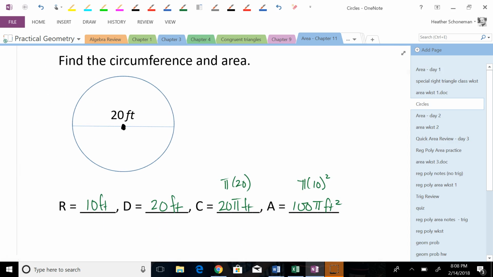Okay, so this one, I gave you the diameter. We knew it was the diameter because it went all the way across. So the radius is half of that. So the radius is just 10. The circumference, I just did pi times diameter because that's so quick. Okay, and the area is pi times the radius squared, which is just 100 pi.